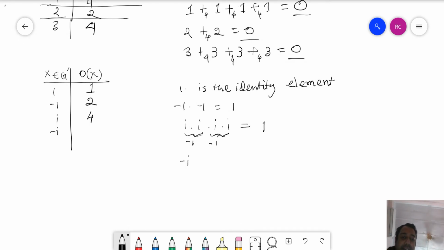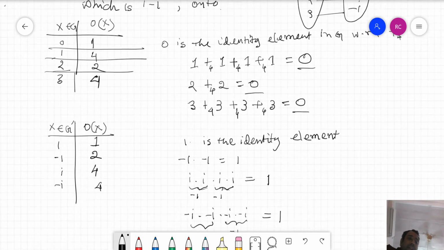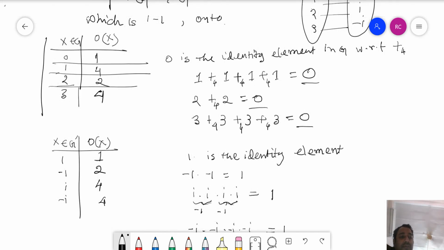And last but not the least, -i, this gives us -1, -i, this gives us another -1, and this gives us the result 1, so the order again is 4.